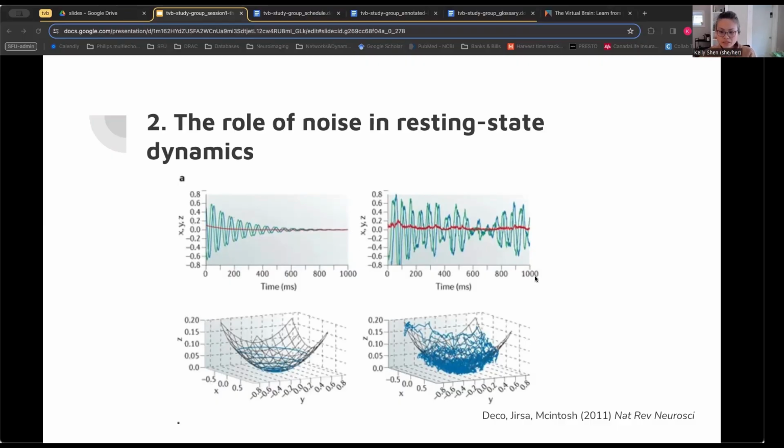If you inject noise into that system, which is the one on the right, what happens now if you ping that system is that it explores away from the equilibrium. It explores more of this manifold. And that noise allows more physiologically interesting signal. Is that clear then?